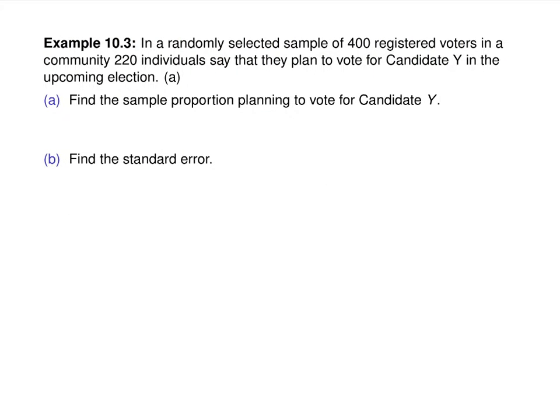In a randomly selected sample of 400 registered voters in a community, 220 of them say that they plan to vote for candidate Y. So find the sample proportion planning to vote for candidate Y.